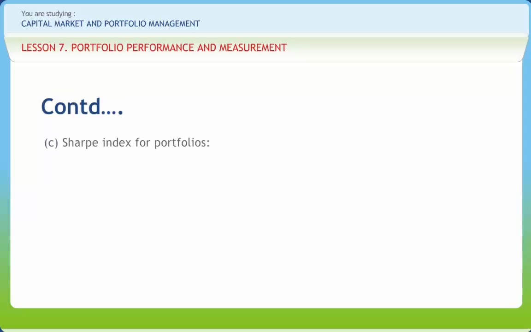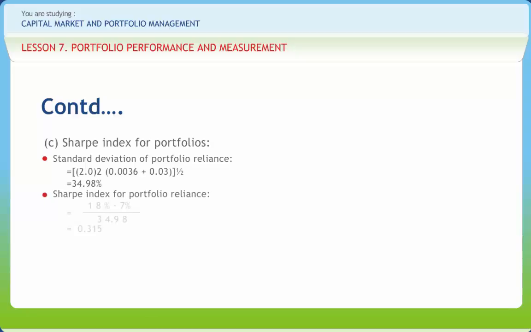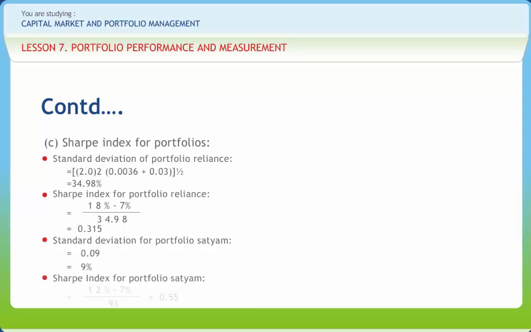C. Sharpe index for portfolios. Standard deviation of portfolio Reliance equals [2.0 squared times 0.0036 plus 0.03] to the power 1 by 2, equals 34.98%. Sharpe index for portfolio Reliance equals 18% minus 7% divided by 34.98%, equals 0.315. Standard deviation for portfolio Satyam equals 0.09, equals 9%. Sharpe index for portfolio Satyam equals 12% minus 7% divided by 9%, equals 0.55.